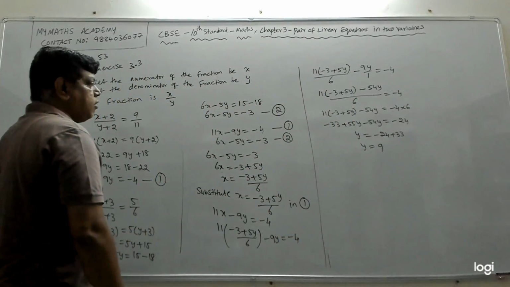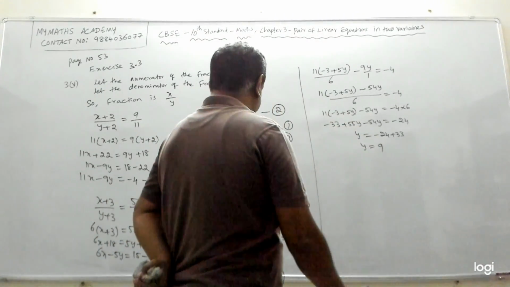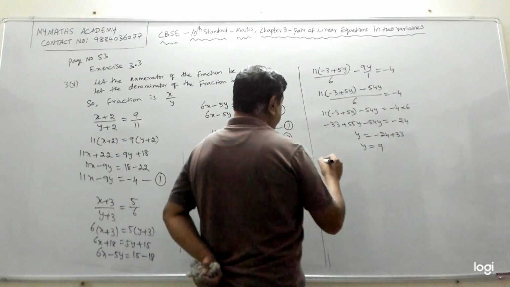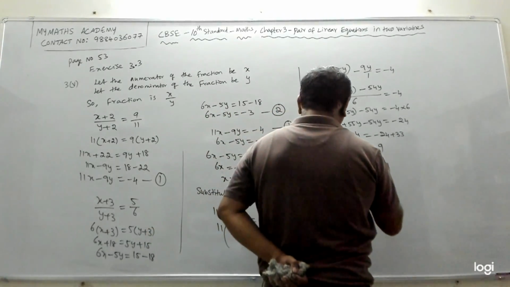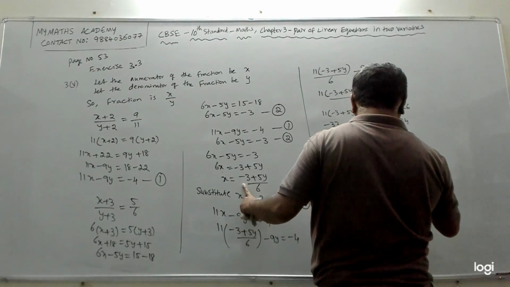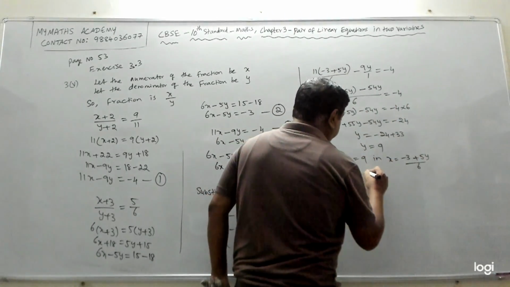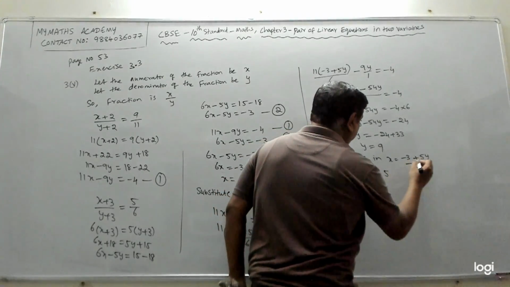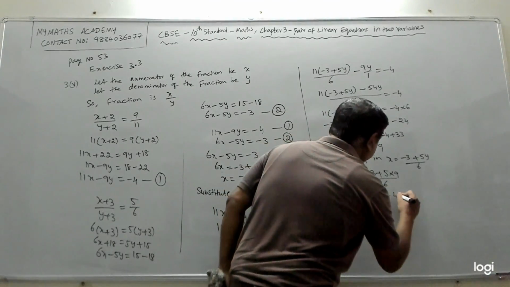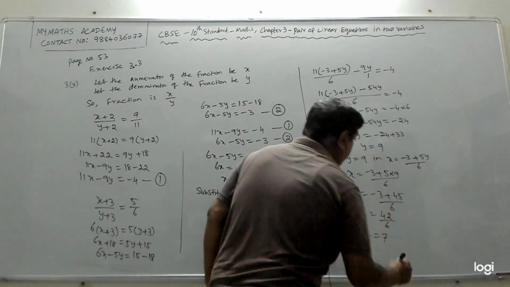So we have got the value of the denominator, which is 9. Now let's try to find the numerator. Now let's substitute y is equal to 9 in this one. So what is x? My x is equal to minus 3 plus 5y by 6. Now if you substitute, what do we get? So x is equal to minus 3 plus 5 times 9 by 6. So x is equal to minus 3 plus 45 by 6. So I get x is equal to 42 by 6. So x is 7. So we got x also.